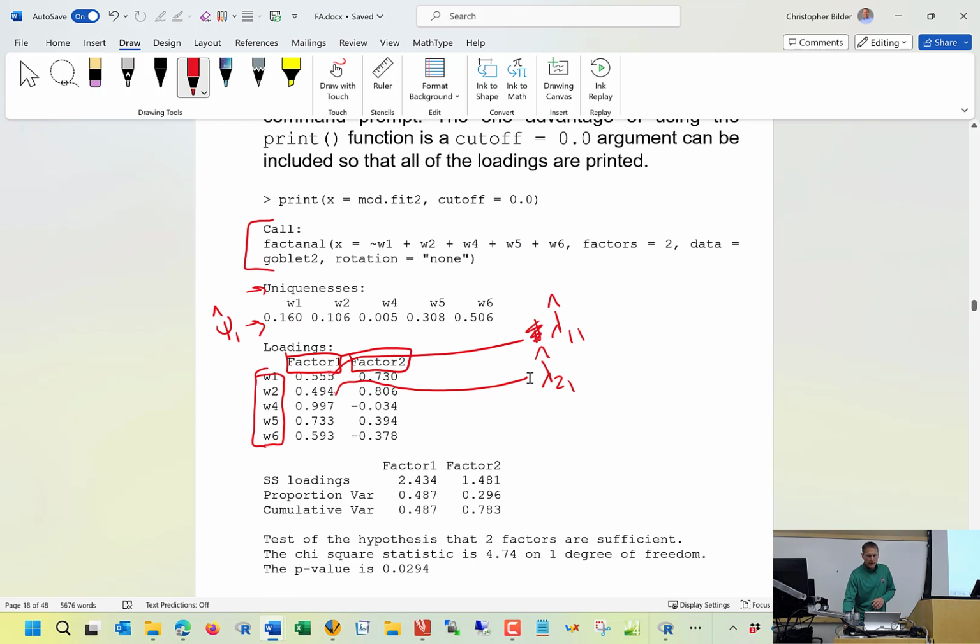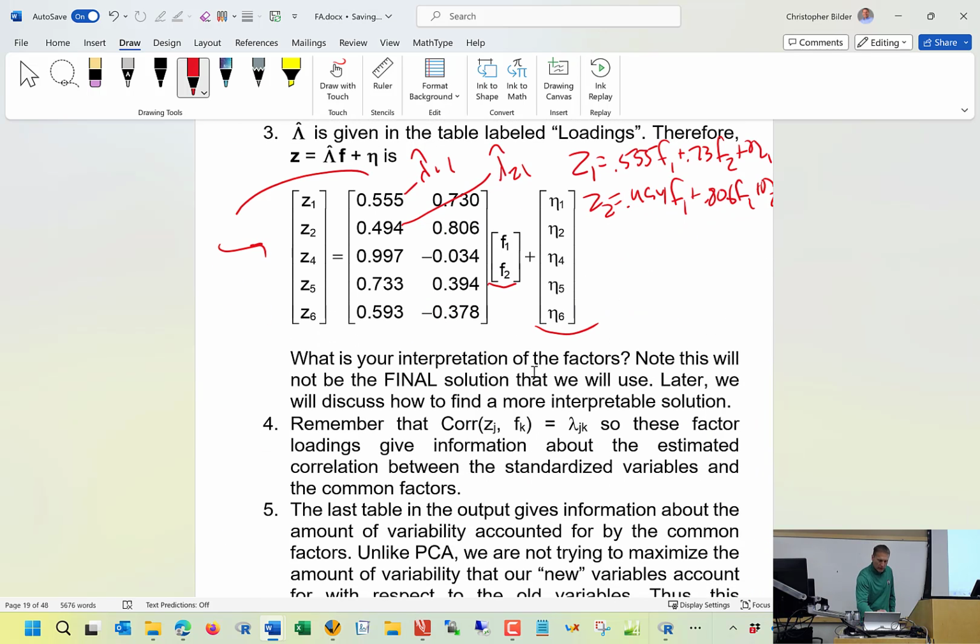We cannot get the output from R. Well, I mean, yeah, from R, but so on the test, I might say, okay, here's a data set. Go estimate the model, write out what the estimated model is. And so you would do the factor analysis step, you would do this step, and then you do this step.